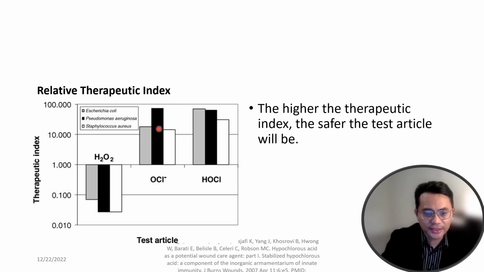Although, look at this, I like the fact that the hypochlorite, or the Dakins or the Anasept, also have a high therapeutic index with Pseudomonas aeruginosa. Okay, so I hope that makes sense.